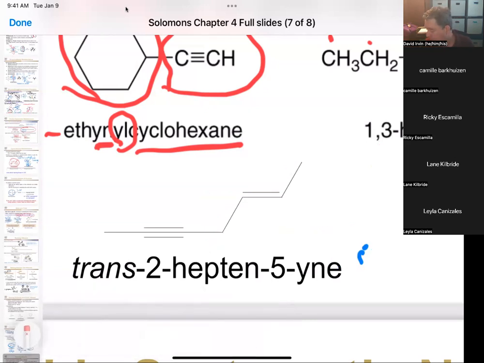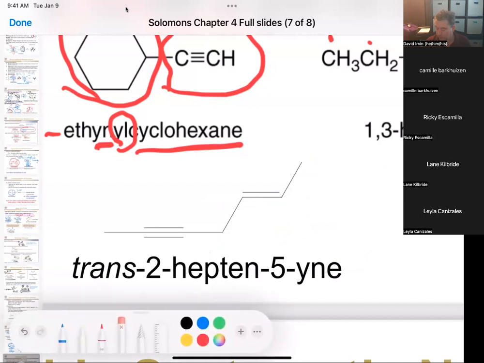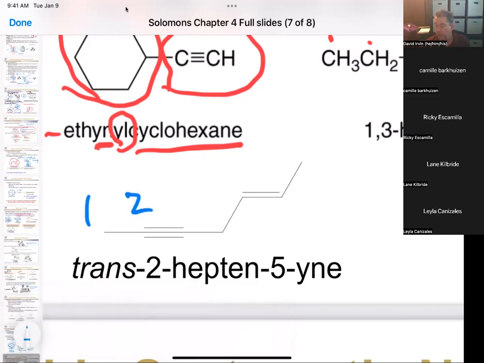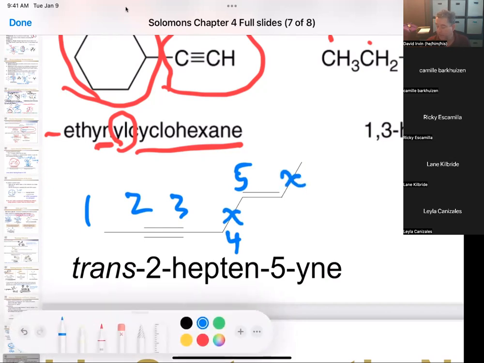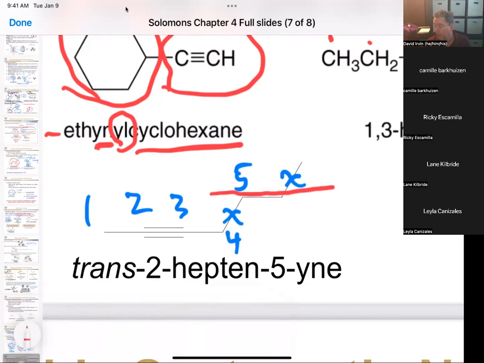Okay, so let's identify this. Which way do we number, from the left or from the right? Well, the alkyne is going to be at the end, so we have to give that the lowest number. So we have to number from this side. So it's 1, 2, 3, 4, 5. And because this group and this group are on opposite sides of this double bond, one on one side, one on the other side, that means it's trans.